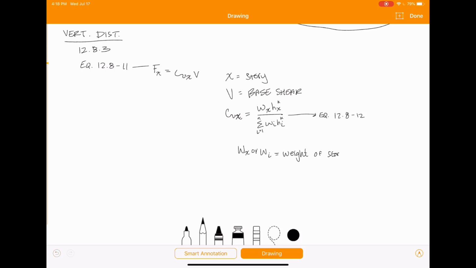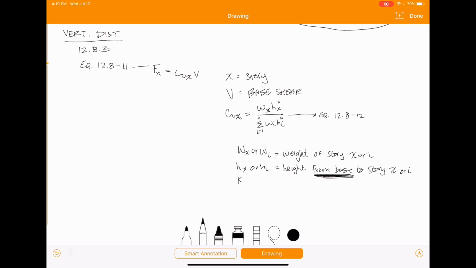And just to define these terms really fast, wx or wi is the weight of story x or i, hx or hi is the height from base to story x or i, and that's really important. This is the height from the base. So it's not the height of the individual story. It's from that base all the way up to that story. So you're going to get progressively larger as you move up stories.